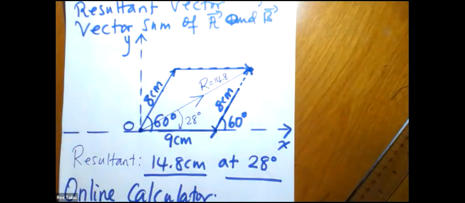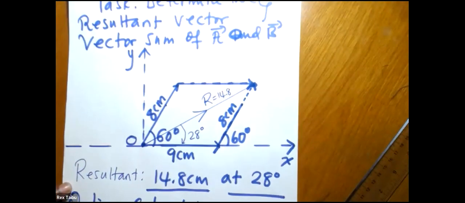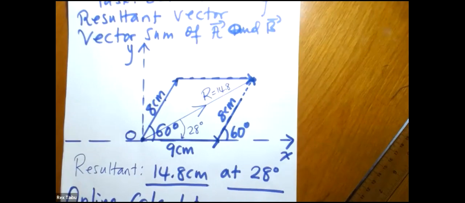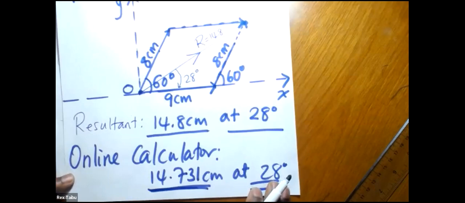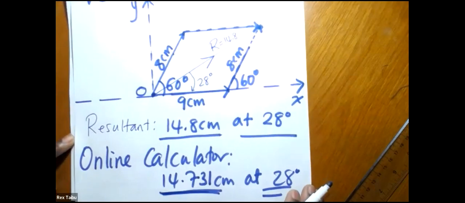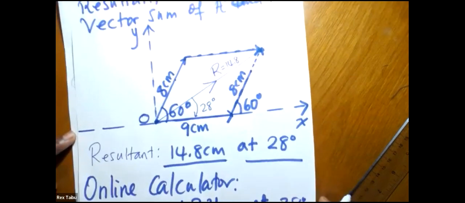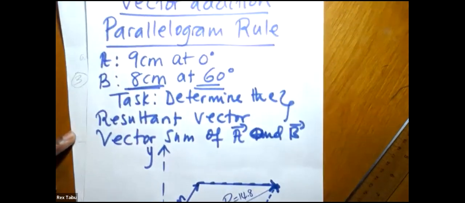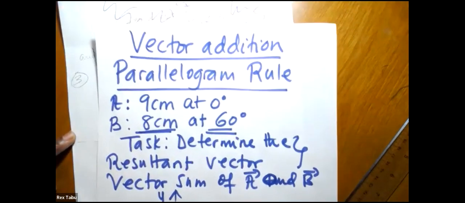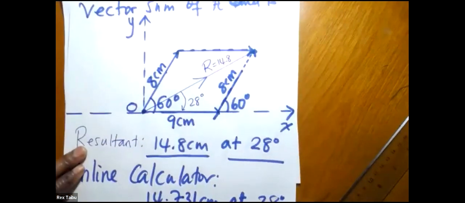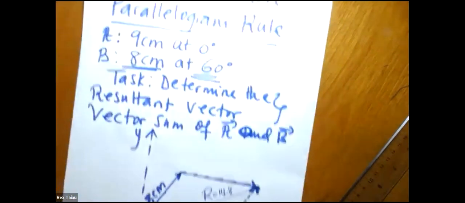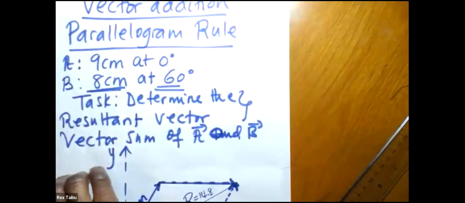All right, I'll give you another example so you can have a better idea of how to add vectors using the parallelogram rule. Okay, so here is our final work. We started from here, vector addition, and went all the way to there. Okay, I'll stop here. If you have any questions, please let me know.